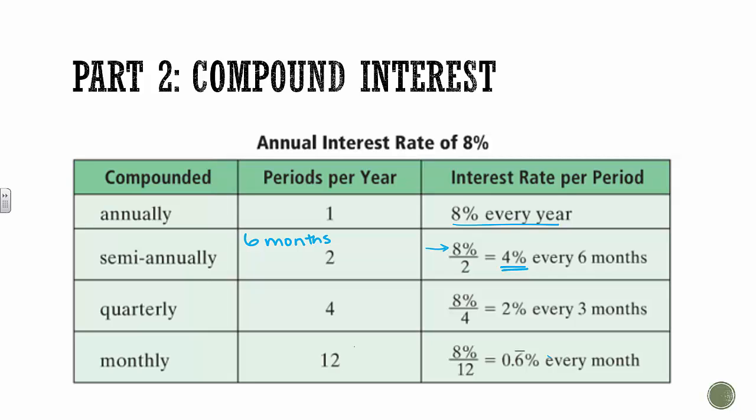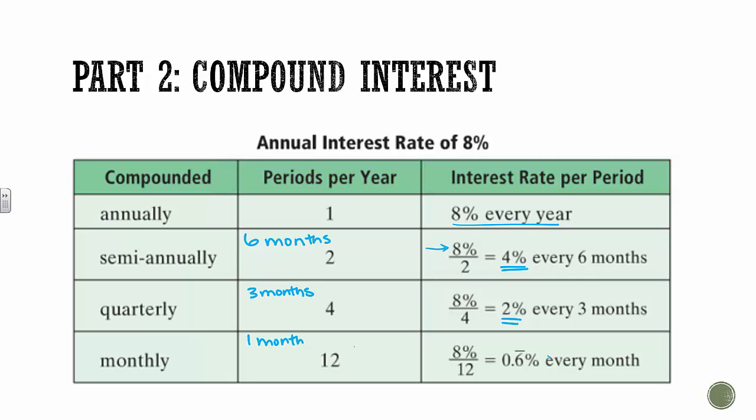If they do it quarterly, that means they look every 3 months, or they do it 4 times a year, and they give you 2% every time. If they do it monthly, that means they do it after 1 month, so they end up doing it 12 times, and they give you 8% divided by 12, or about 2/3% every month.